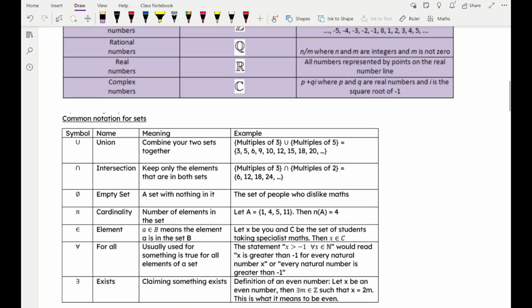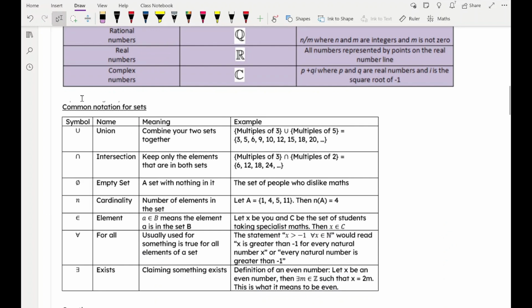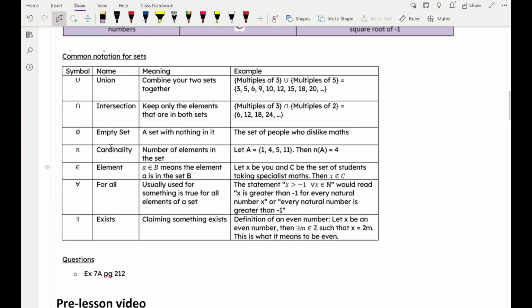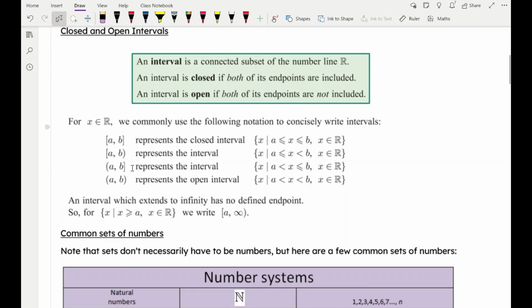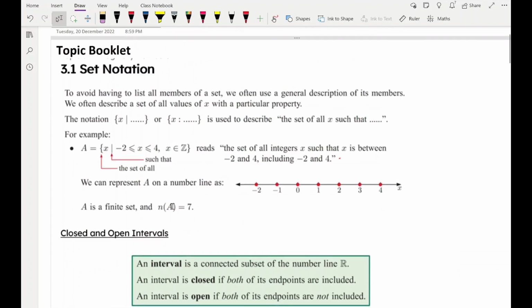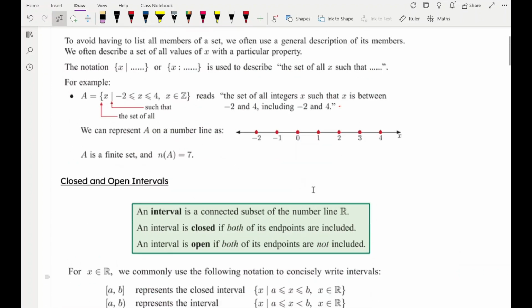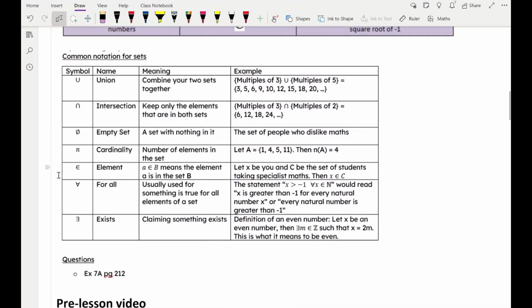Okay, we've also got symbols for sets when we combine sets together. So if we combine them in a union, that means we're having the elements of both sets. So if you want to take all the multiples of 3 and the multiples of 5, you get a set with all the multiples of 3 and 5 in it. Whereas with an intersection, it's only keeping the things that are in both sets. You've got the empty set there, which is a set with nothing in it. You've got this little symbol n, which means cardinality. So for that set that we're looking at above, n of A would be 7 because there are 7 things in that set there.